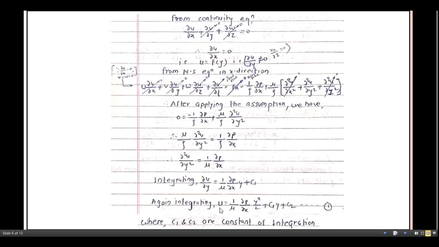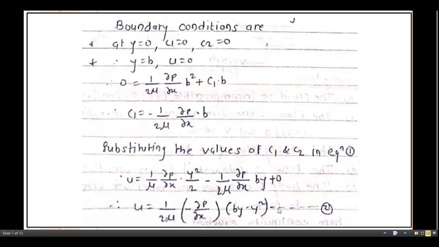If I substitute u as 0 and y as b, we get b square by 2. Similarly, we get the relation 1 upon 2 mu multiplied by dabba p by dabba x into b square plus c1 into b. From this relation we can get the value of c1. So c1 is minus 1 upon 2 mu into dabba p by dabba x into b.